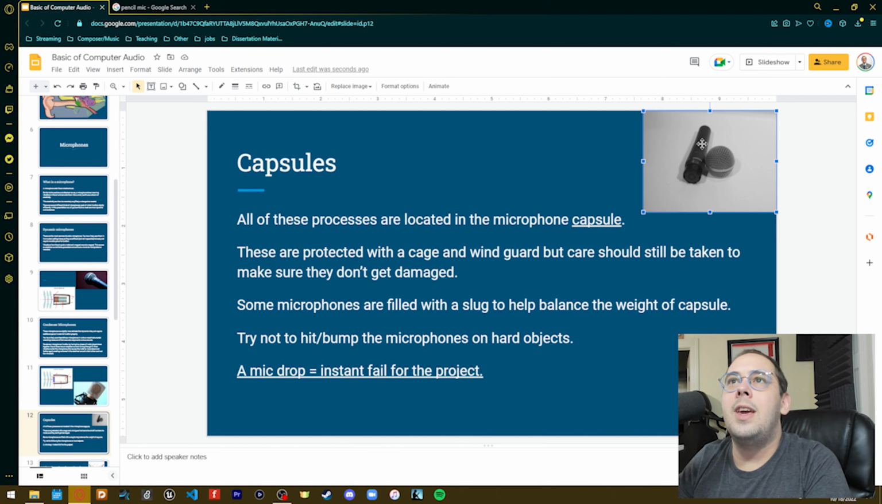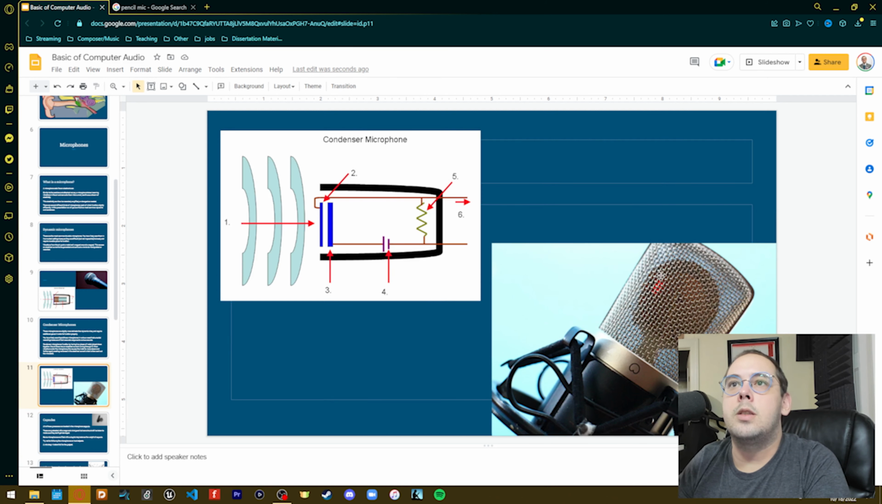Again, the whole thing, I mean, yes, it's a microphone, but all the electronics tend to be condensed in a smaller area.